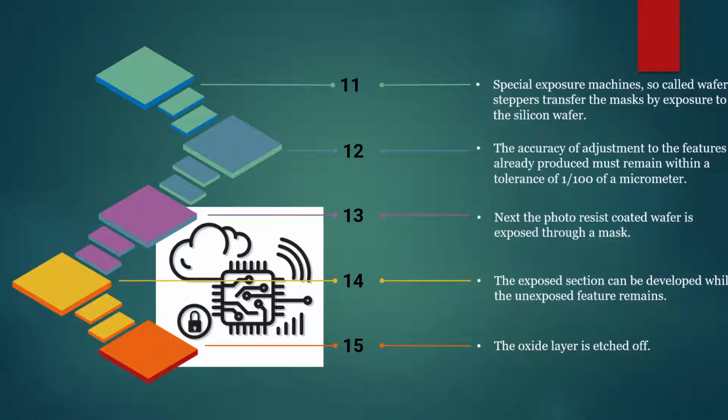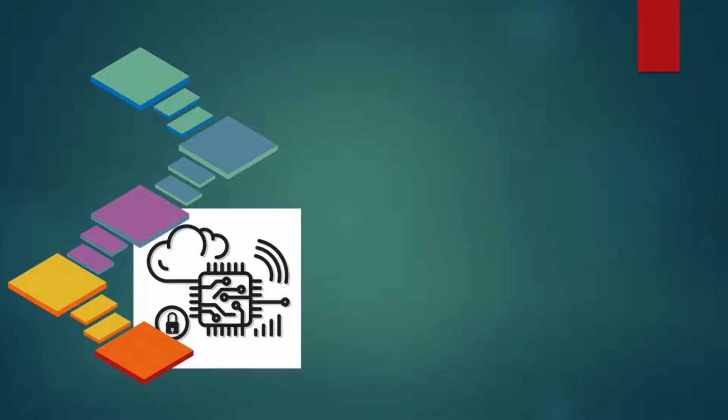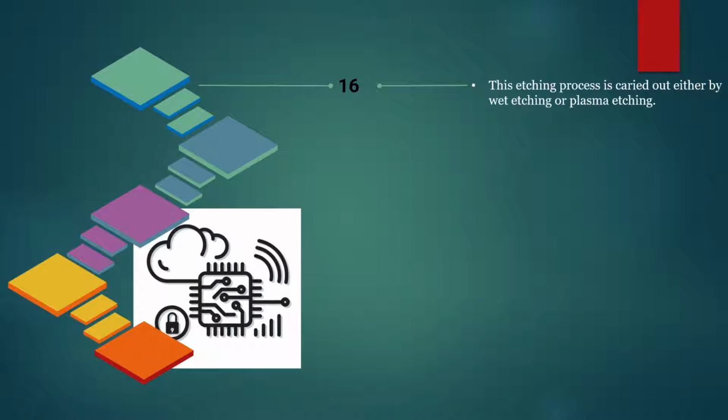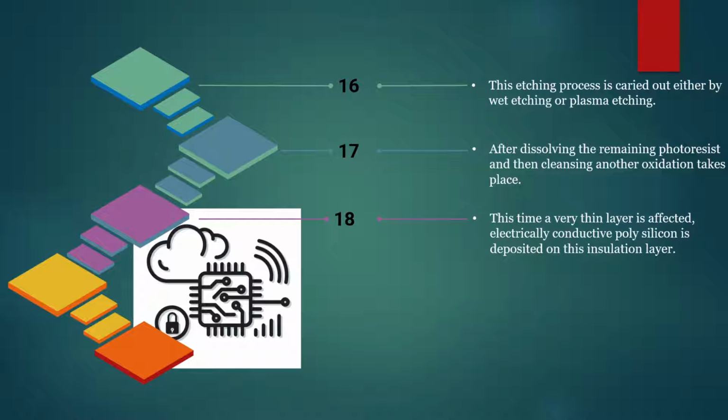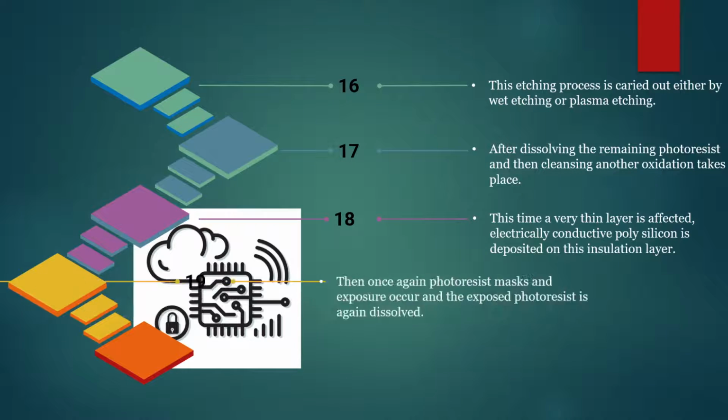The oxide layer is etched off. The etching process is done through either wet etching or plasma etching. After dissolving the remaining photoresist and then cleansing, another oxidation takes place. This time, a very thin layer is affected. Electrically conductive polysilicon is deposited on this insulation layer.